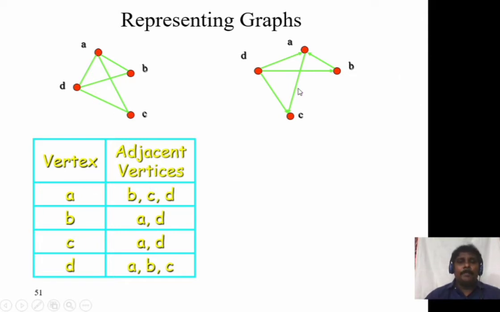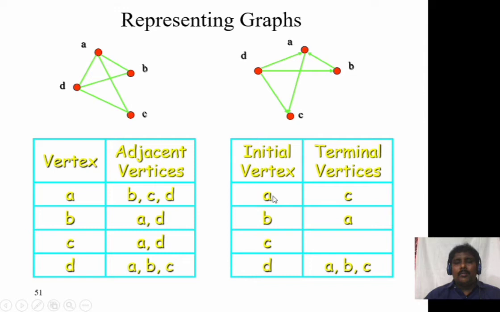Now I am taking the directed graph, and I am checking whether it has adjacent vertices or not. Take the initial vertex A. From A, are there any terminal vertices? There is only one, that is C. Here we have to strictly follow the direction. A to C only has a direction. So A has C. Next, if I take B, from B I strictly have only A.